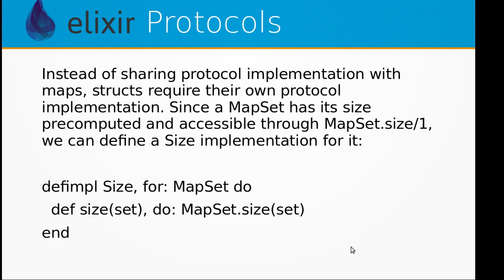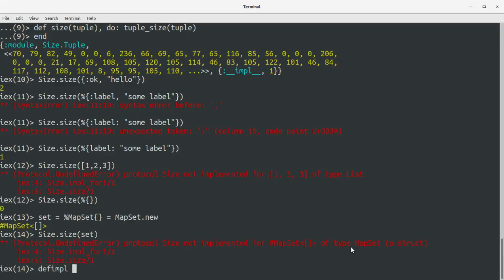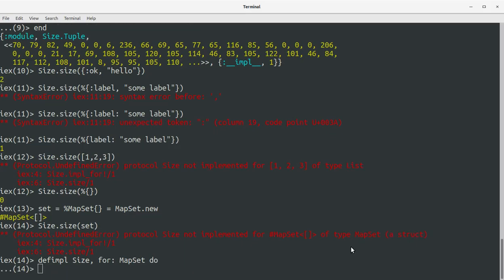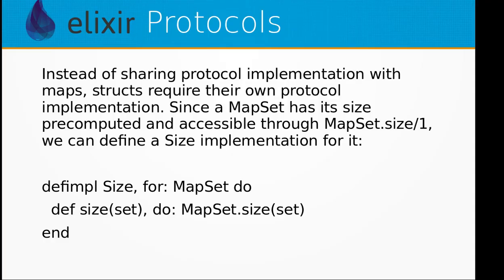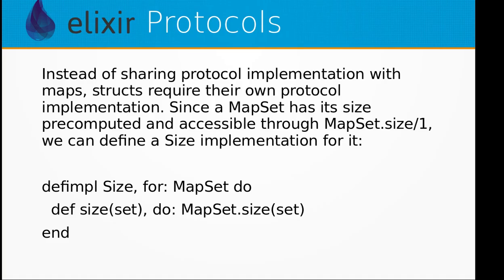Instead of sharing protocol implementation with map, structs require their own protocol implementations. Since a MapSet has its size pre-computed and accessible through MapSet.size, we can define a size implementation for it. So let's define a new implementation for our size protocol: defimpl Size for MapSet do, def size set do MapSet.size set. That's the end of our implementation.